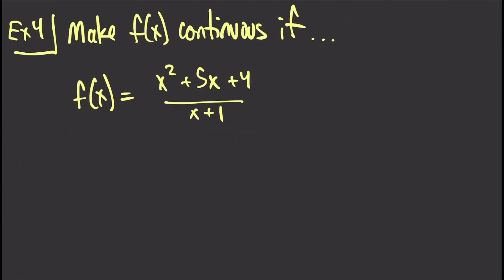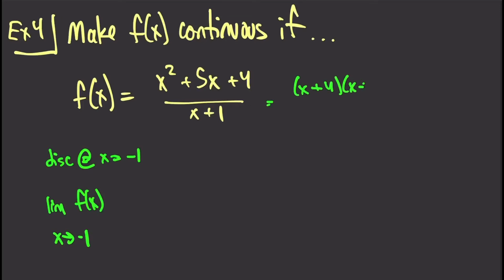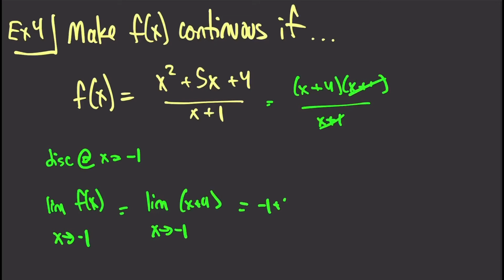Let's try one more. Make f of x continuous if f of x equals x squared plus 5x plus 4 over x plus 1. So again, what we have to do first is establish where it has discontinuity. That's denominator equal to 0. So it has discontinuity when x is negative 1. Now I'm going to take the limit of that function as x approaches negative 1. Again, direct substitution is not going to work, so let's factor that numerator, x plus 4, x plus 1 over x plus 1. So basically what I'm using is the x plus 4 now in the limit, plug in a -1, and I get 3.